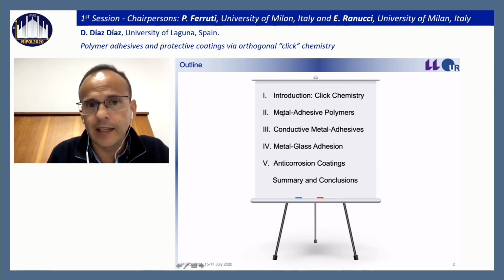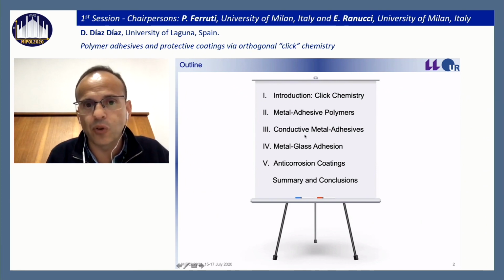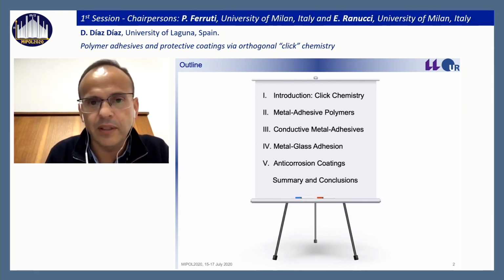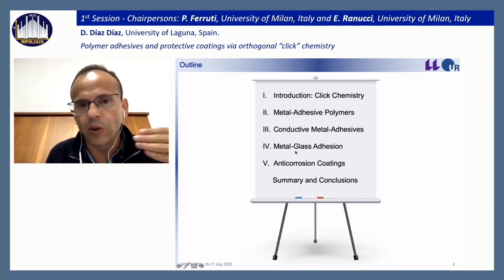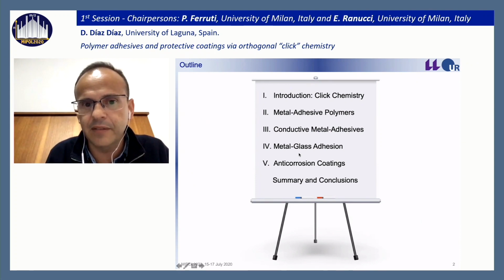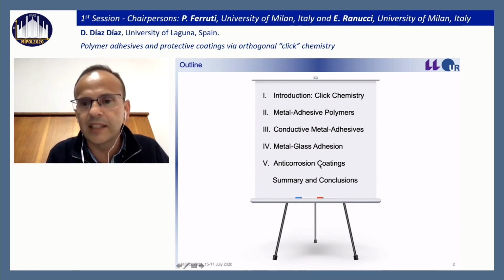Then after that, I will also briefly mention a few properties that we can use in order to make other applications, like for example conductive metal adhesives, metal-glass adhesion, and also how we can go to anti-corrosion coatings.